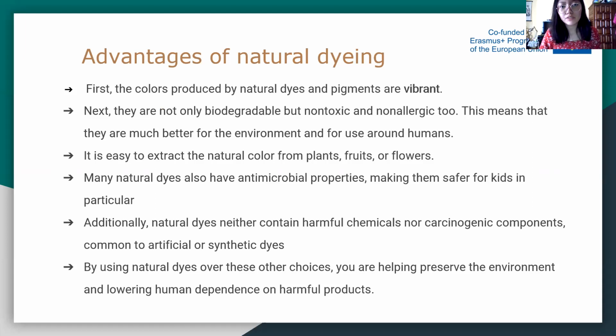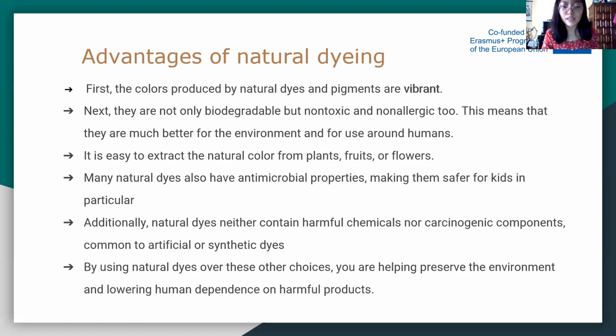Advantages of natural dyeing. First, the colors produced by natural dyes and pigments are vibrant. Next, they are not only biodegradable but non-toxic and non-allergic too. This means that they are much better for the environment and for use around humans. It is easy to extract the natural color from plants, fruits, or flowers. Many natural dyes also have antimicrobial properties, making them safer for kids in particular.